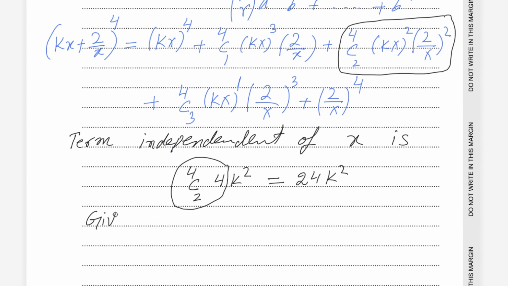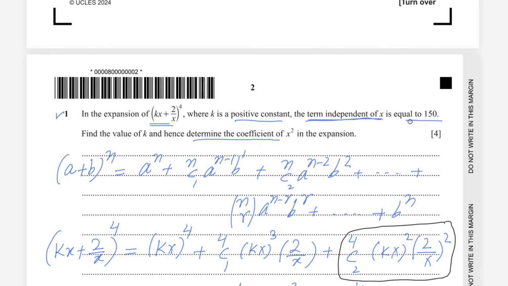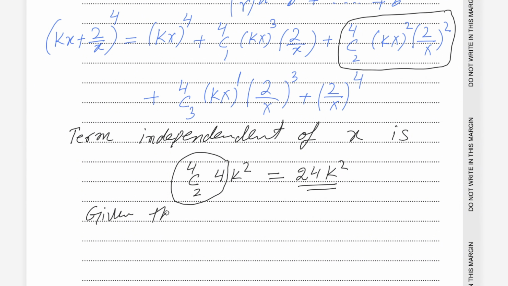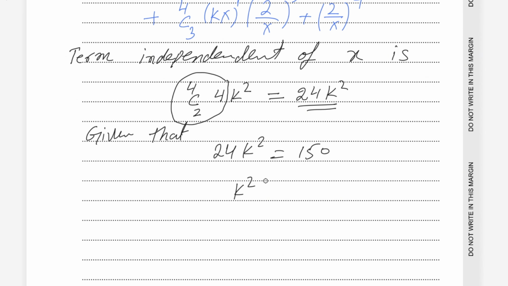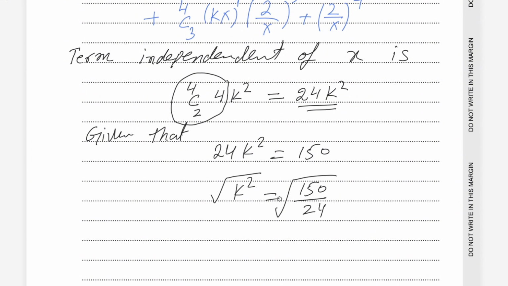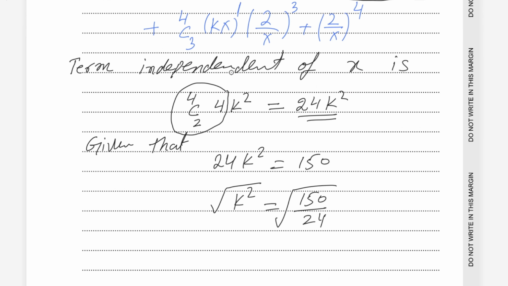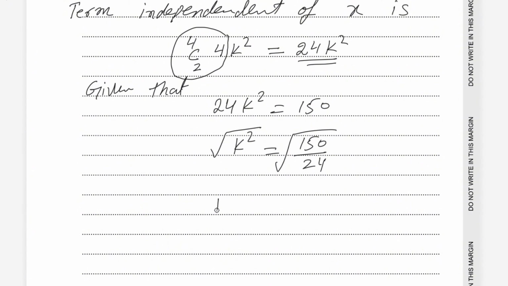It is given in the question that this term is equal to 150. So you will write 24k squared equals 150. Simplify this one. k squared is equal to 150 divided by 24, and to get rid of the square we will take the square root. Because k is a positive constant, you will ignore the negative sign when taking the square root, so you need to write the positive value of k only. So k will be equal to 5 over 2.